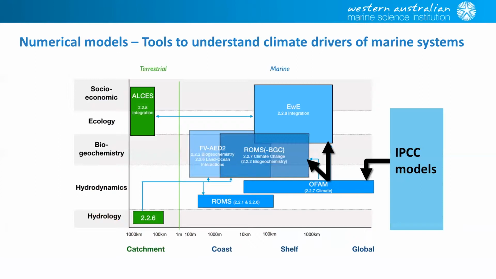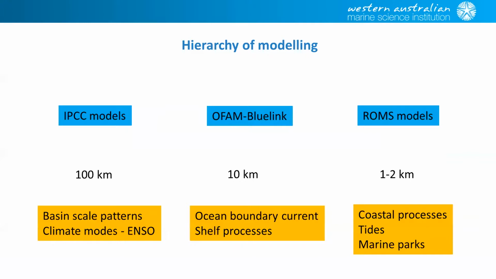The focus will be on the hydrodynamics. So basically, models are tools for us. We look at the different scales. For the IPCC modeling, we have an ocean grid of 100 kilometers, as we will see later. So it's good to look at basin scale patterns and climate modes, for example whether El Nino and La Nina will change in the future climate. That's the purpose of that kind of model.